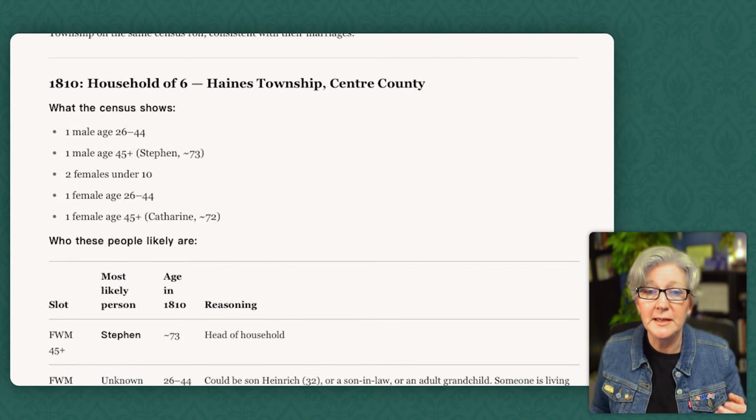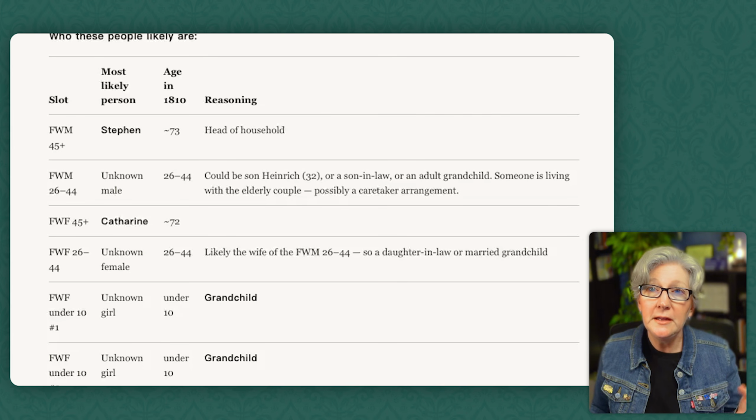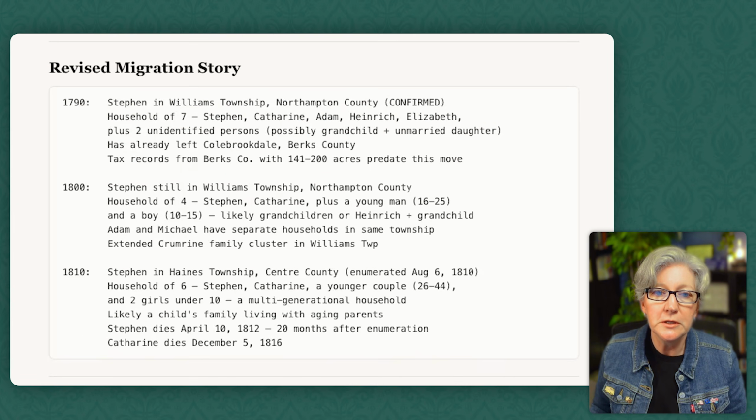I know this because I gave Claude then further records about Stephen, including the land records and the tax records, so we could track him and everything correlated. Now, one of the things Claude did, which I really enjoyed, is it came up with this migration story, giving a nice summary of what happened during each of these census years. Those were the kinds of things I used to type up when I did professional genealogy, and this saves me a lot of time.